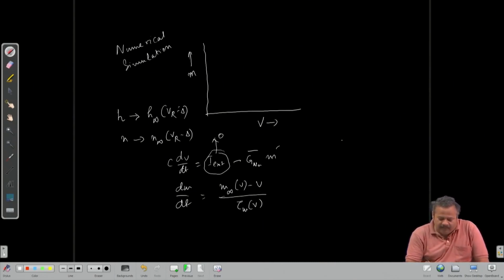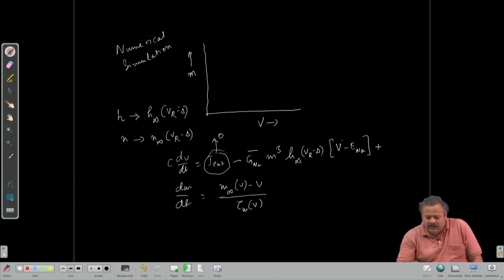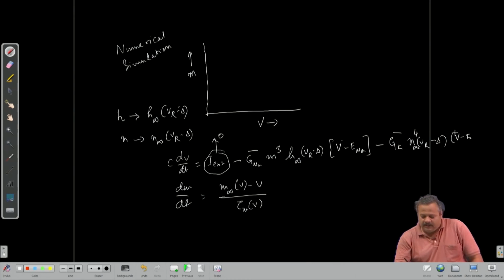So, we have m cube H infinity at Vr minus delta times V minus Ena, I missed these, minus Gk bar n infinity at Vr minus delta to the power 4 times V minus Ek, minus G leak times V minus E leak.